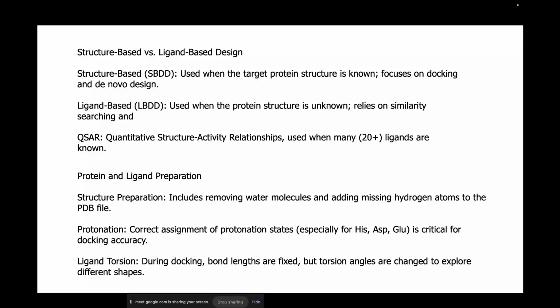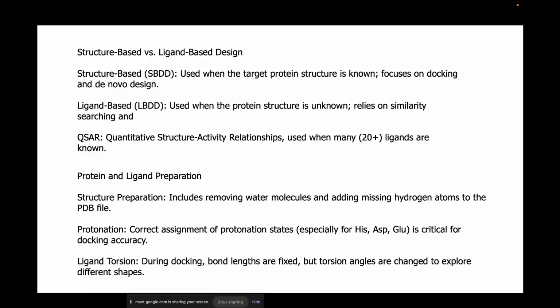Based on the design of the ligand, it can be classified as structure based or ligand based. Structure based will be used when the target protein structure is known. You focus on docking and de novo design. So you know the protein that you are targeting, you know every detail there is to know about it, its structure and everything. So you can use molecular docking techniques and basically create a de novo design, a fully new design from scratch, and use that as a drug.